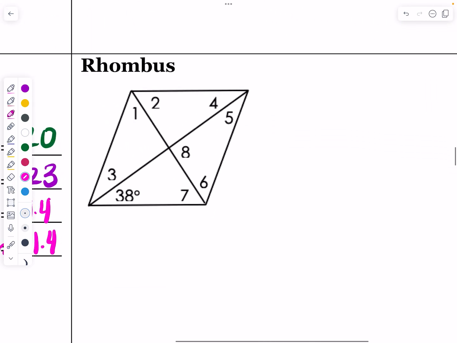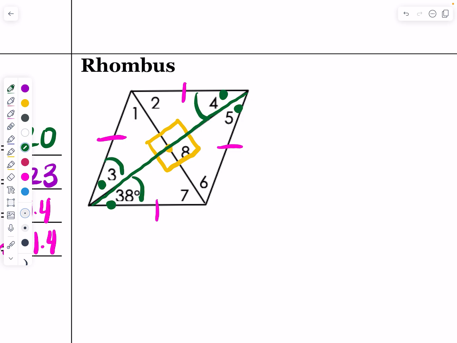Okay, on this problem, we're going to do the same thing. What does it mean that it's a rhombus? It has 4 congruent sides, and its diagonals are perpendicular to each other. So immediately I know that angle 8 is 90 degrees. What else can I solve for? I know that the diagonals of a rhombus bisect the opposite angles. So all of these green angles are going to be congruent to each other around that diagonal. And if I draw in the other diagonal, all of these yellow angles are going to be congruent to each other. So 1, 2, 7, and 6 are all going to be congruent.